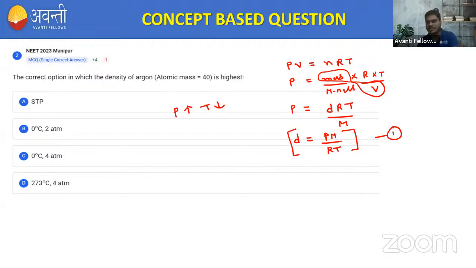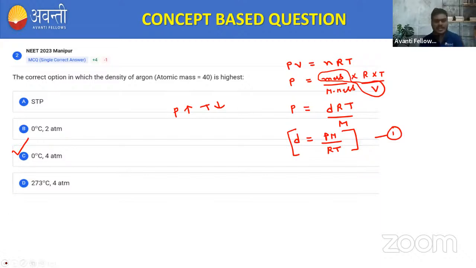We already know this thing. So how will you come to know? कैसे पता लगेगा तुम लोगों को, ठीक है? So very carefully observe all the four options. You got to know in option C we have the minimum temperature of 0 degree Celsius and 4 atm. Here also we have 0 degree, 273 Kelvin, but here pressure is maximum, that is 4 atm, right? So this one is absolutely correct.